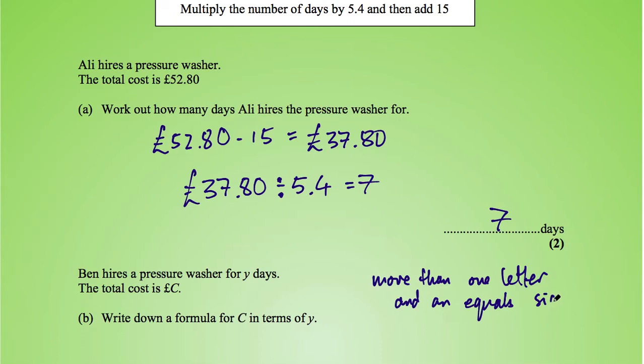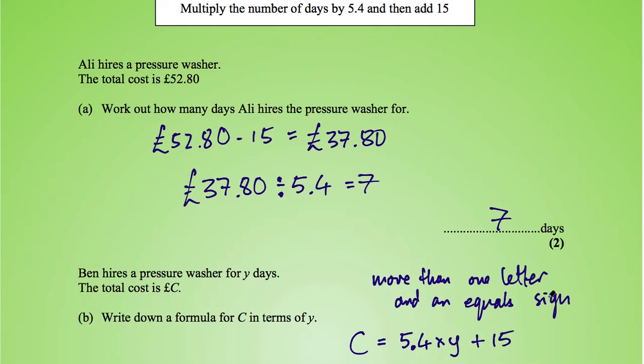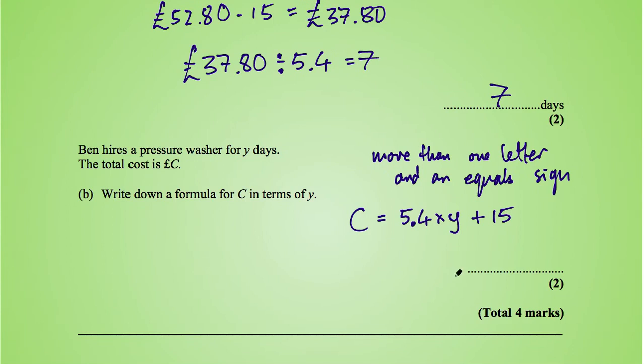In this case, the total cost is given by multiplying the days by 5.4, so 5.4 times the number of days, and then adding an extra 15. And we write that more neatly as a formula by saying C equals 5.4y plus 15.